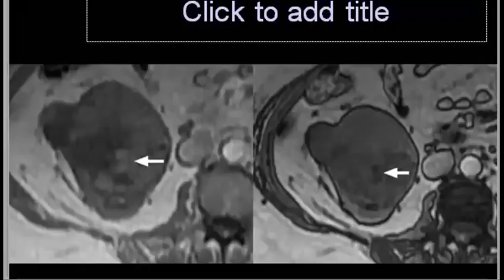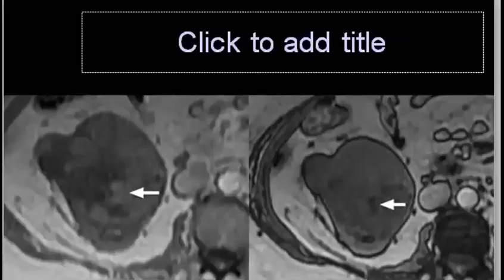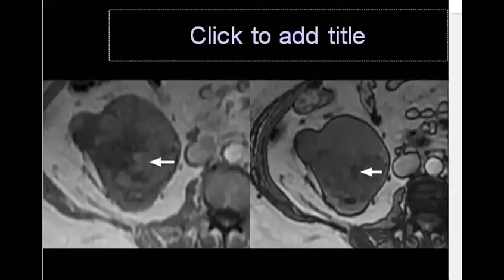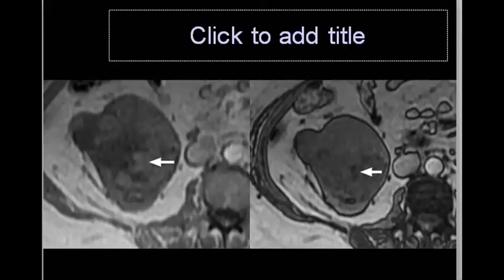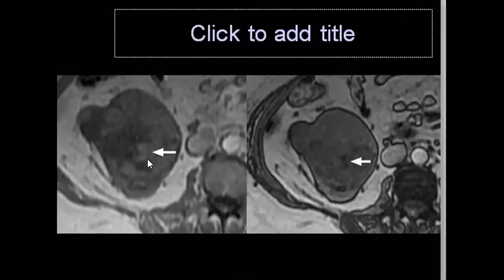Yes. In phase and out of phase, and you have what is called, yes, fat. Oh, okay, a fat component, which is micro fat, or which type of fat is it? Yeah, it is micro fat, yes, because you can see the drop of signal in the out of phase. Yes. Okay.